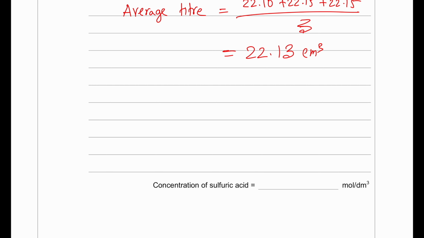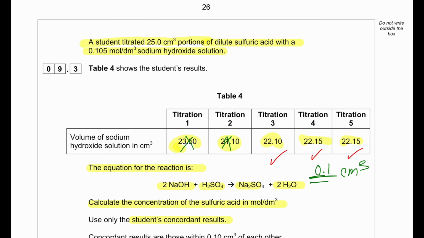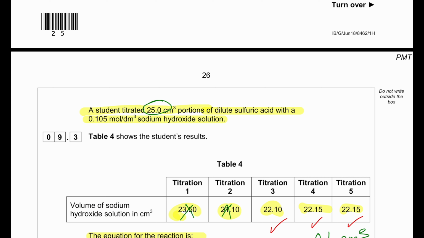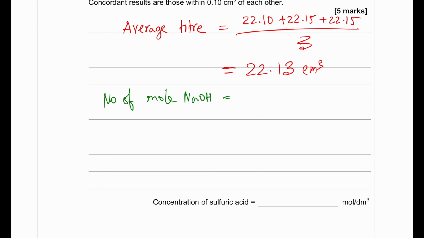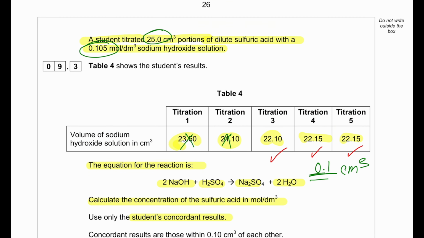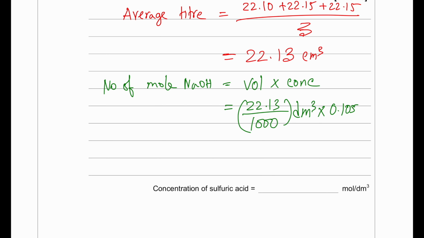Now we're going to calculate the number of moles of NaOH. To calculate the number of moles of NaOH, guys, we see that in every experiment we used 25 cm³ of 0.105 mol per dm³ sodium hydroxide. To calculate the number of moles of sodium hydroxide, we need volume multiplied by concentration. So our volume is 22.13. However, we need to divide it by 1000 to get the volume in dm³, whereas the concentration is already in dm³, which is 0.105. That is mol per dm³, or we can write mol/dm³. Guys, both are correct. So dm³ and dm³ get cancelled, and we are left with the moles. So the moles here come out to be 0.002324.